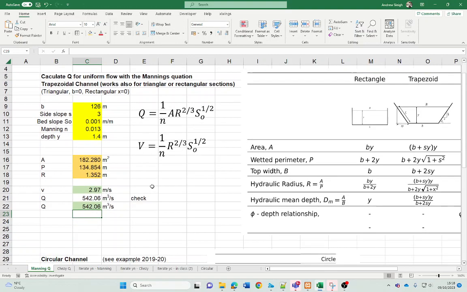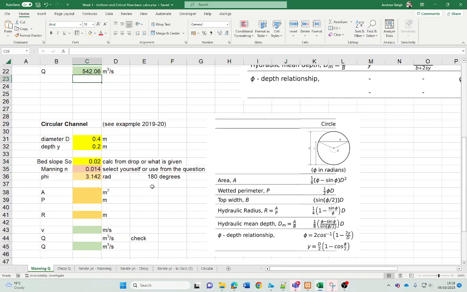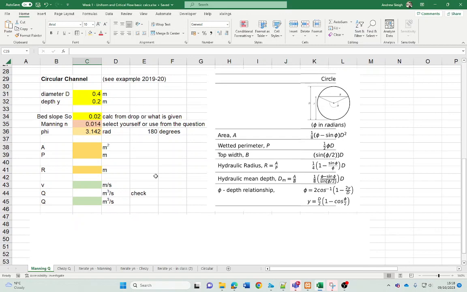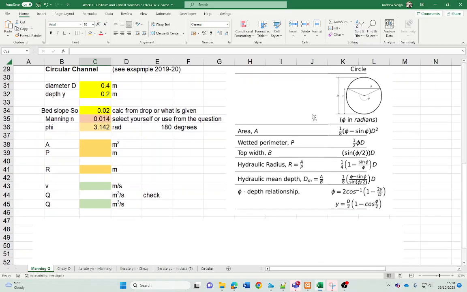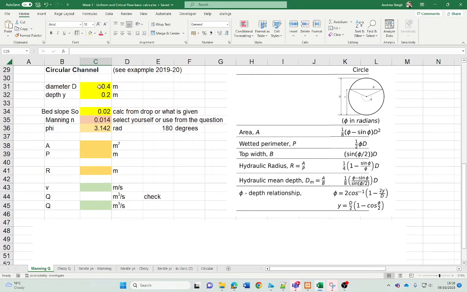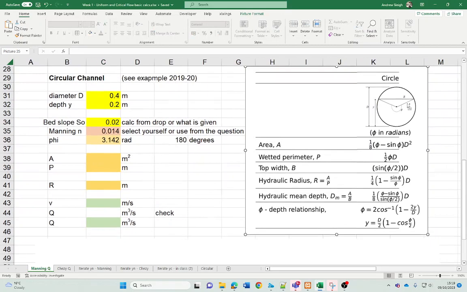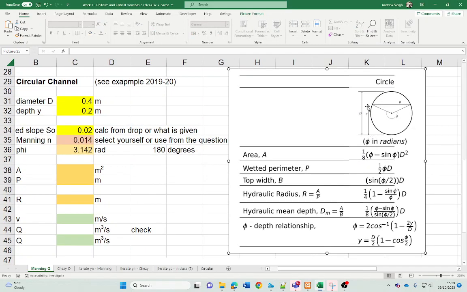Okay, let's do a uniform flow, Manning's equation calculation using a circular channel. Well, let's just highlight what we're looking at in a circular channel. So we've been given a diameter and a depth. So if we look on this diagram here, we'll see that the depth is the height from the base to the water surface, and capital D is the diameter.